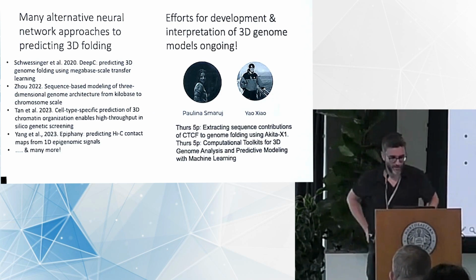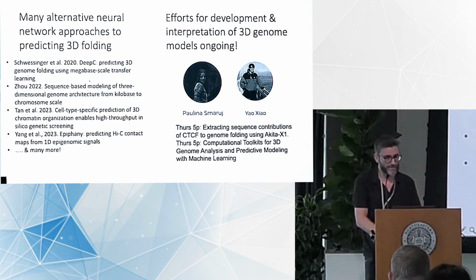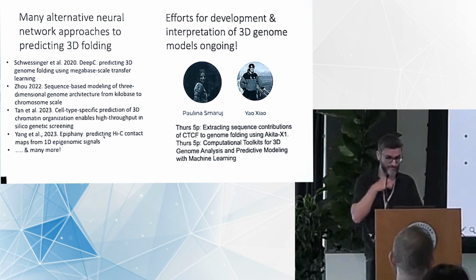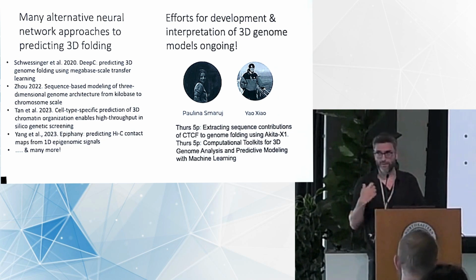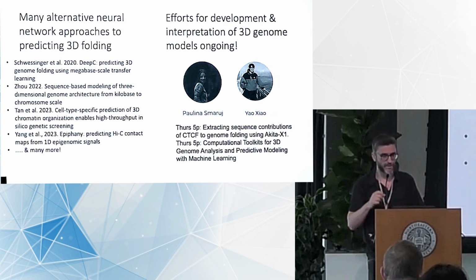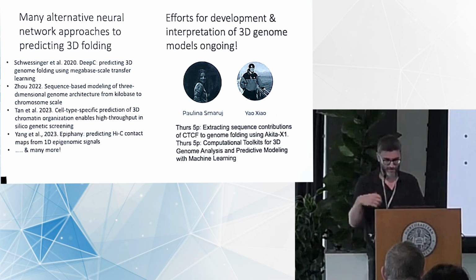Okay, so I wanted to say there are also many emerging methods for doing this: DeepC, Orca, Chromofold, Epiphany, and many more. A lot of exciting ideas, alternate decisions on what layers to use, on what loss functions to use, on the shapes of what pieces of the contact map to try to predict. And you can go check out posters from Yao and Paulina later this workshop on developing and interpreting 3D genome models.